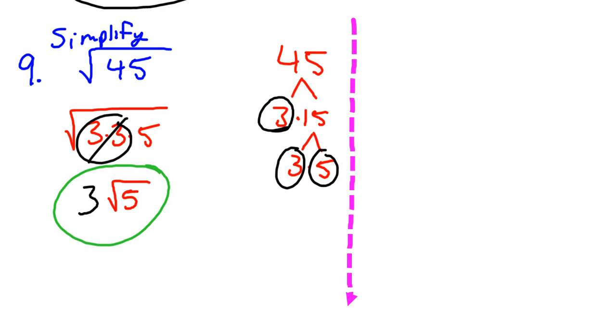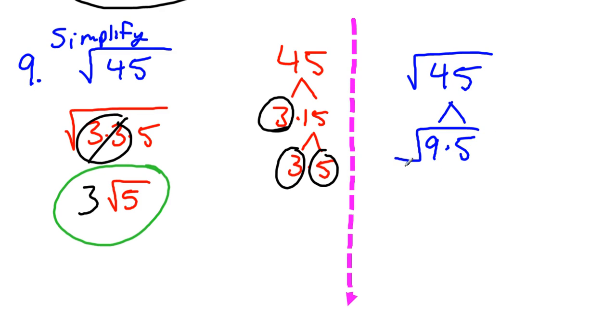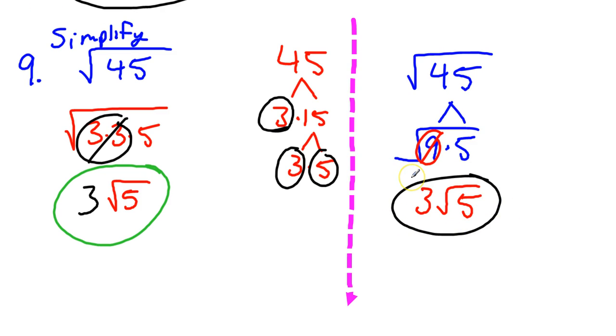Okay, so that's one option. The other option you could do, and it's the same answer either way, it's just how you want to look at it. If you can think about a perfect square number you could take out of that, you could take 45 and just rewrite it as 9 times 5. And then you know that the square root of 9 is 3. 5 is prime, so there's nothing you could do with that. So you can make it 3 square root of 5.